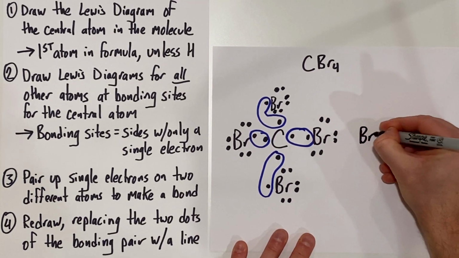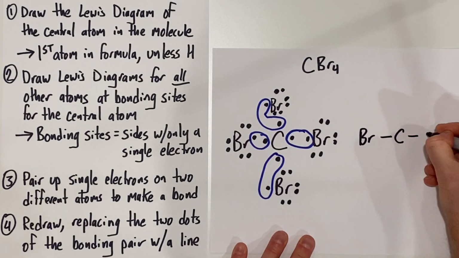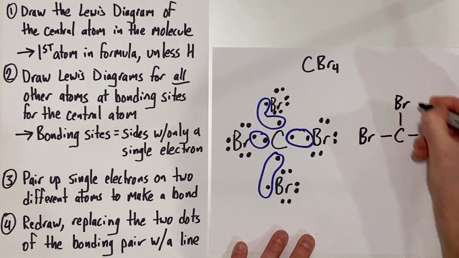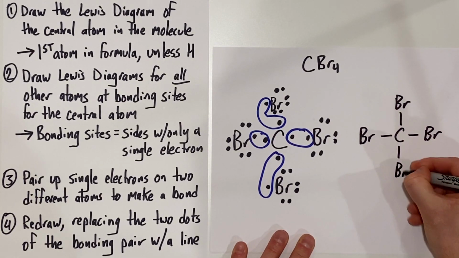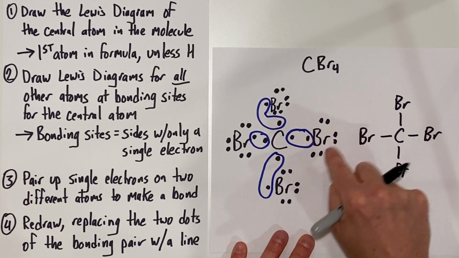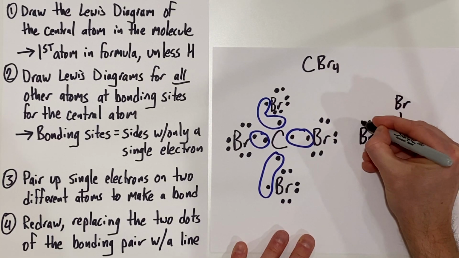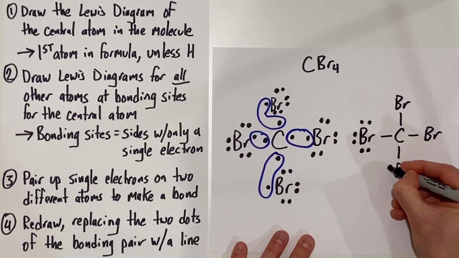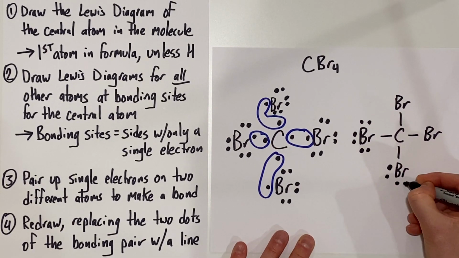Let's draw our final step here, which is replacing the bonding dots with a line. So we have the bromine bonded to a carbon, bonded to a bromine over here, with a bromine on top, and a bromine on the bottom. Don't forget your lone pairs. So 3 lone pairs on each bromine. That doesn't change.